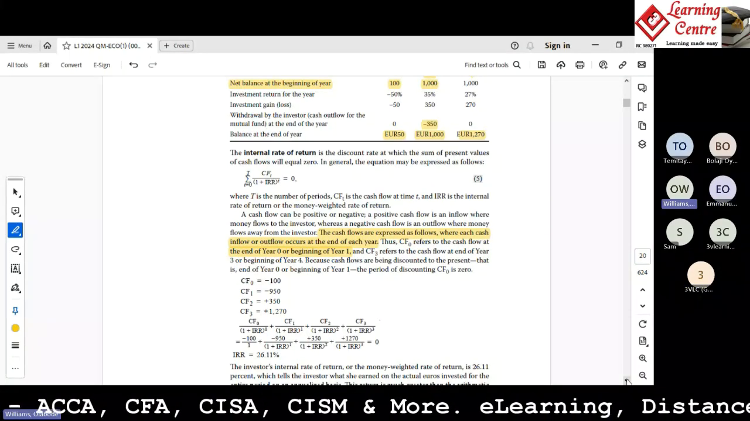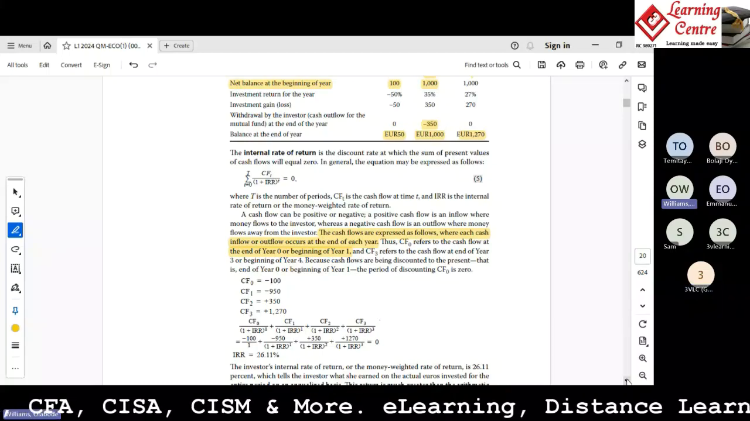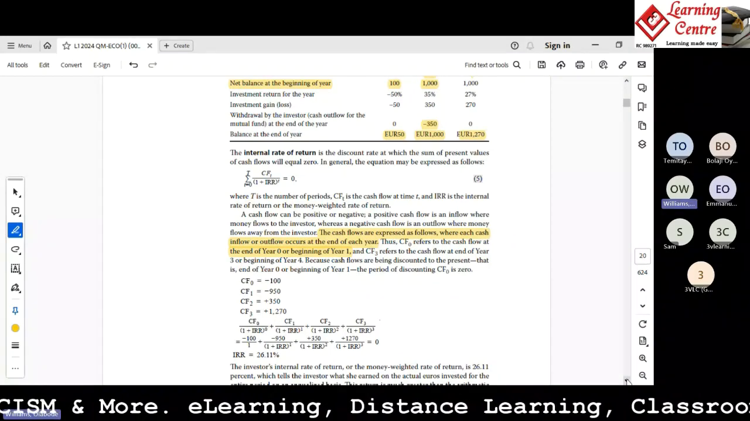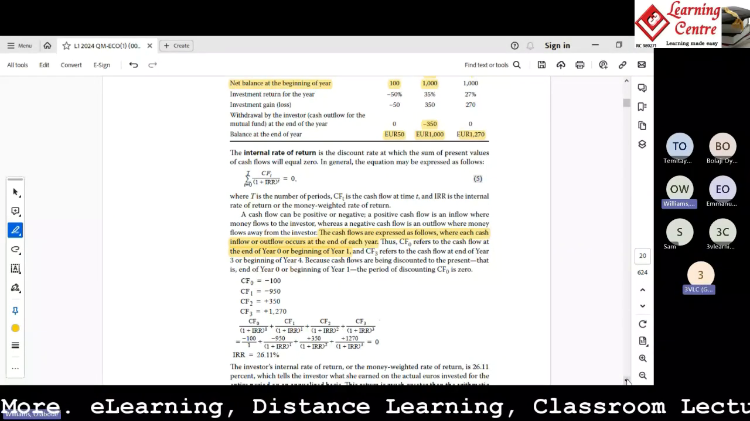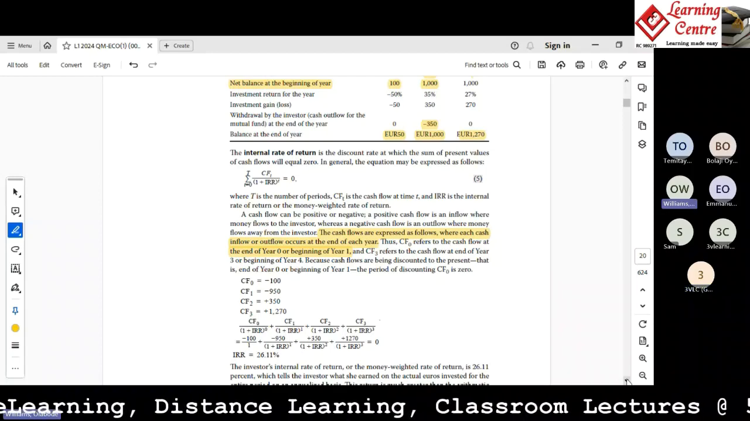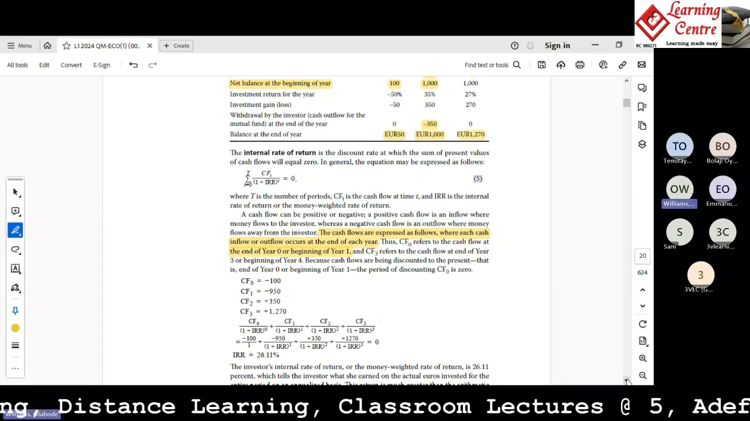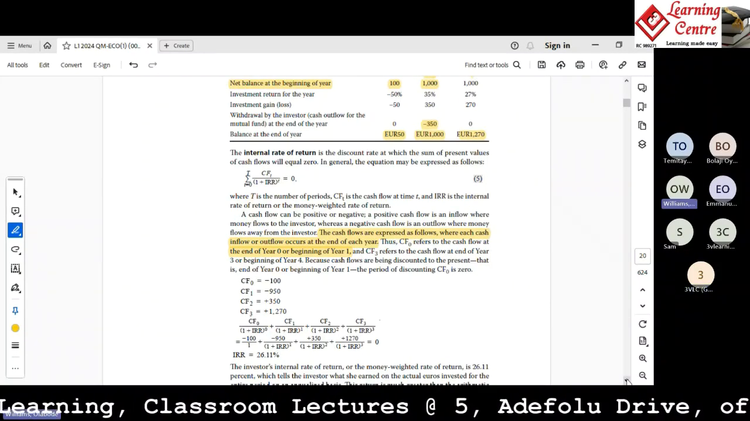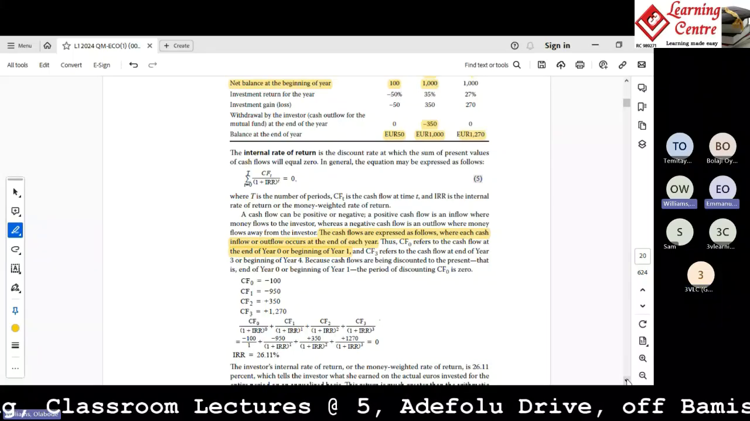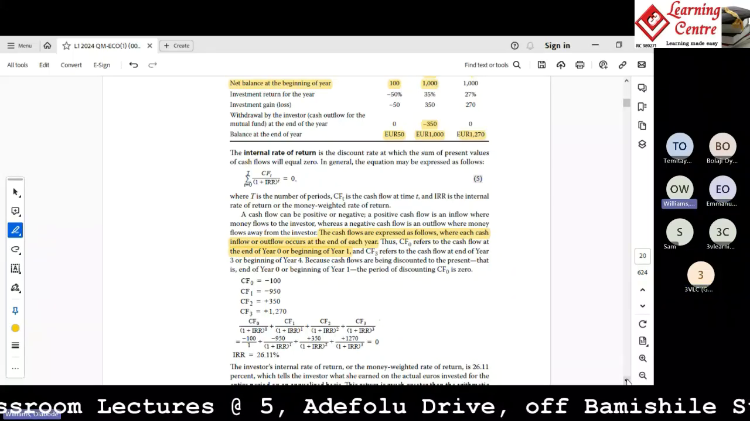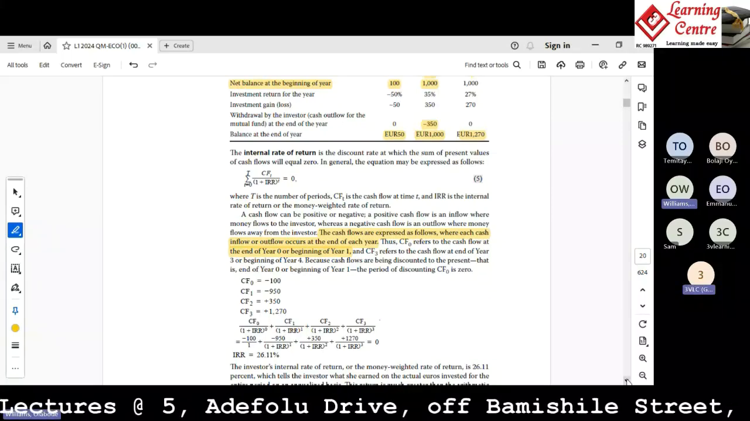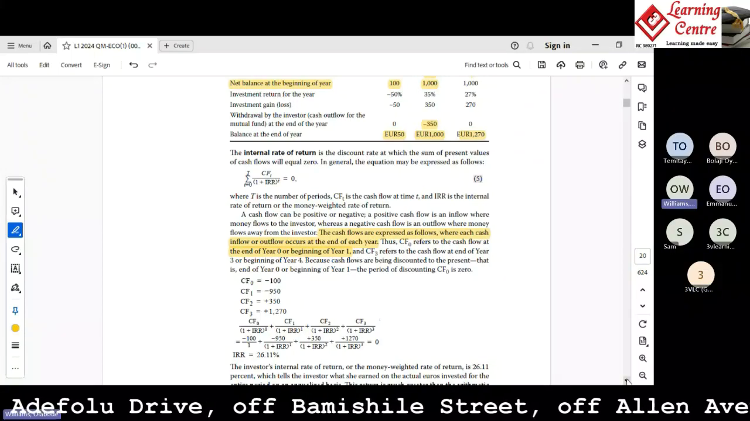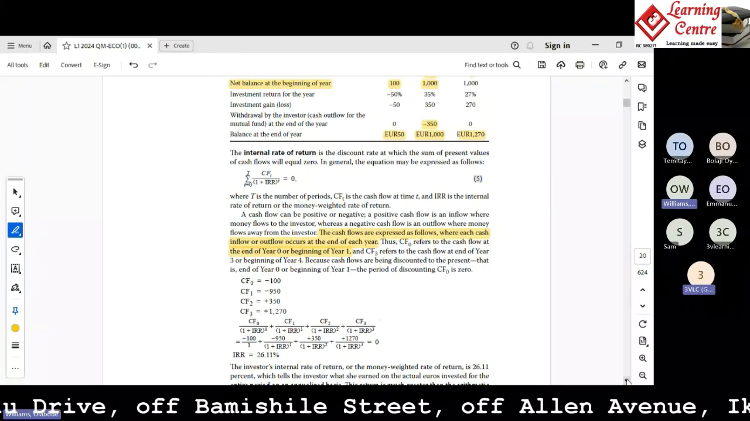Now, the easiest way I would suggest you follow to calculate your IRR is to understand how IRR works. And this is how it works. When you reduce IRR, your NPV increases. When you increase IRR, your NPV reduces. They have an inverse relationship. If you look at how the formula is set up, it is set up to be equal to 0, which means that everything must evaluate to 0.